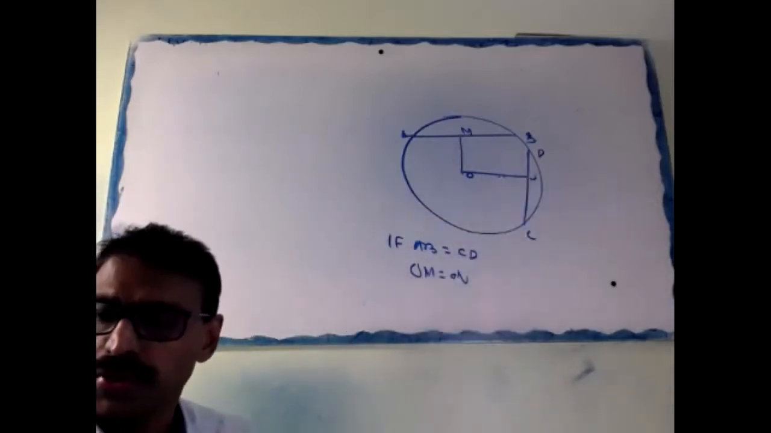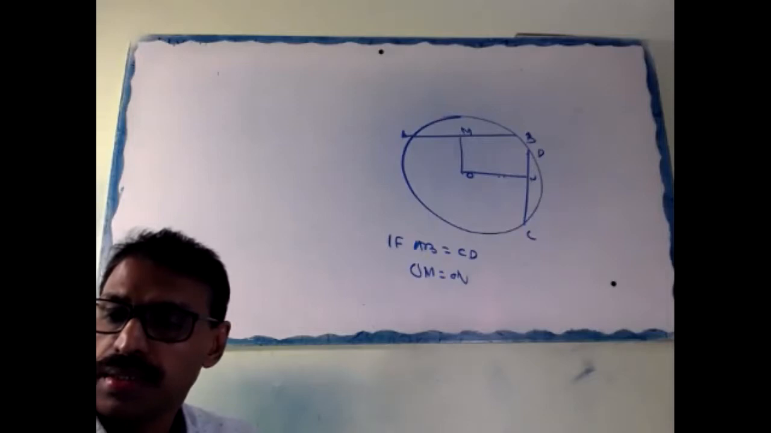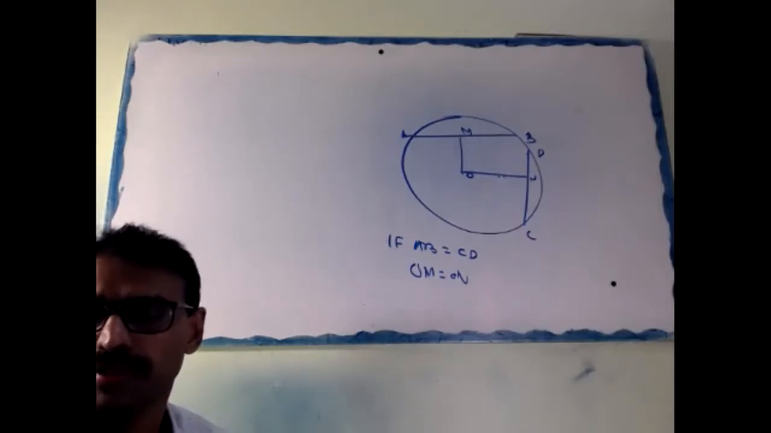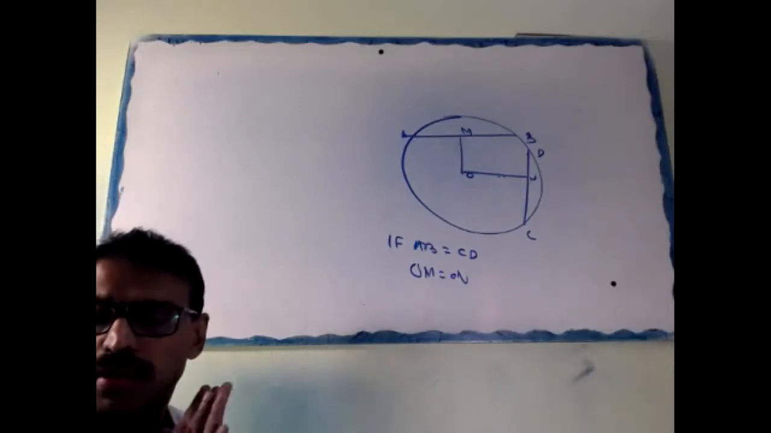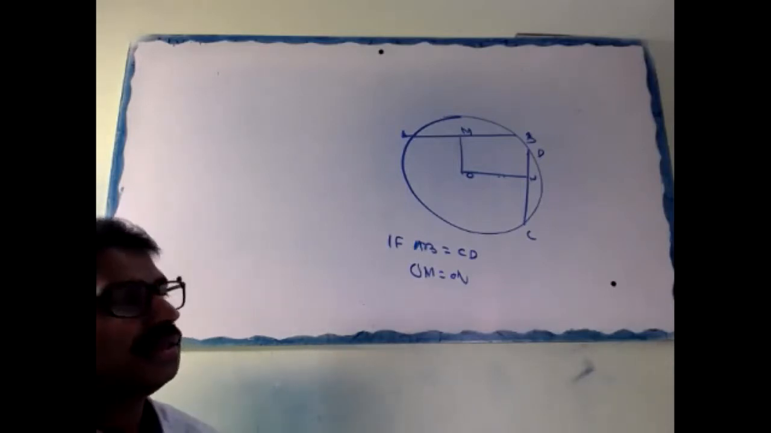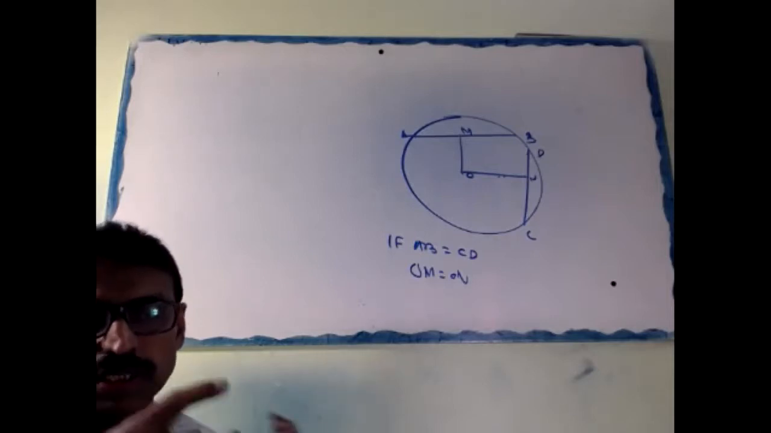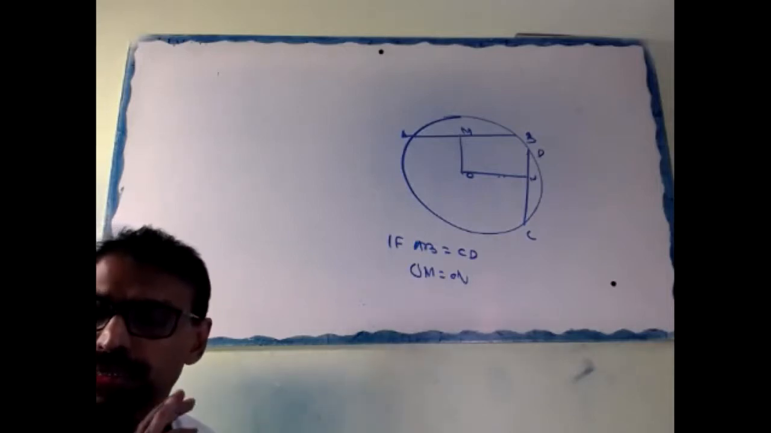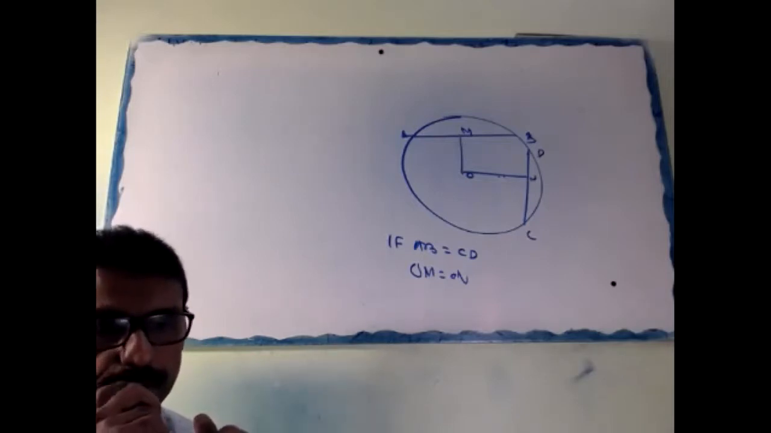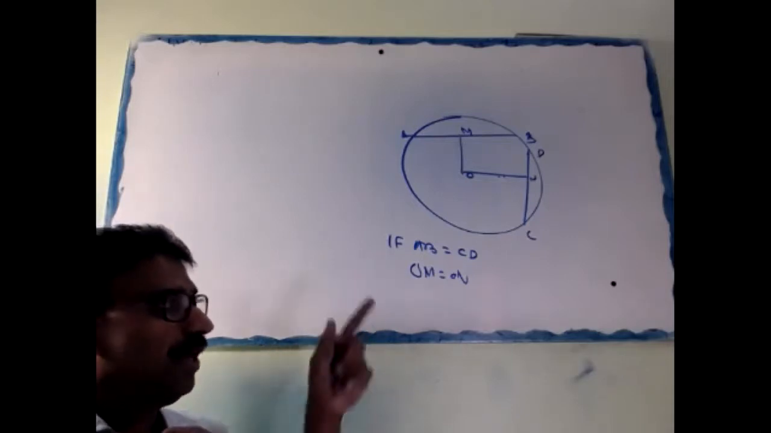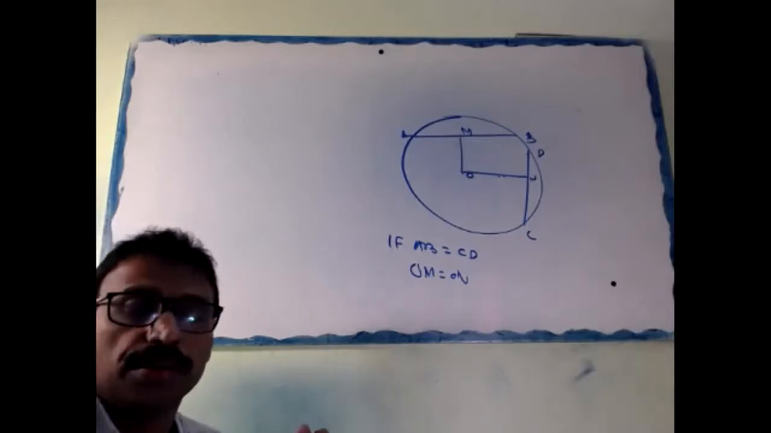Draw the correct figure. This is the third theorem, but the proof is not required. You just learn this one by heart. If the chords are equal, then the distance is also equal. If AB equal to CD, then OM equal to ON.